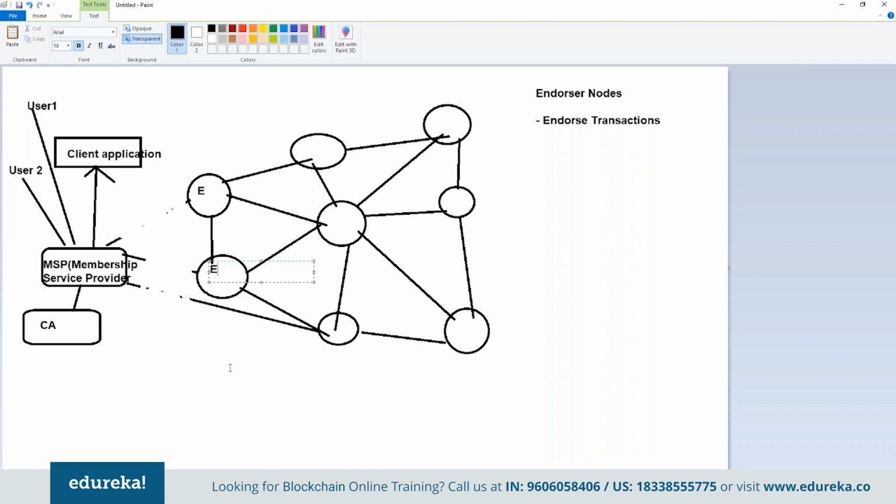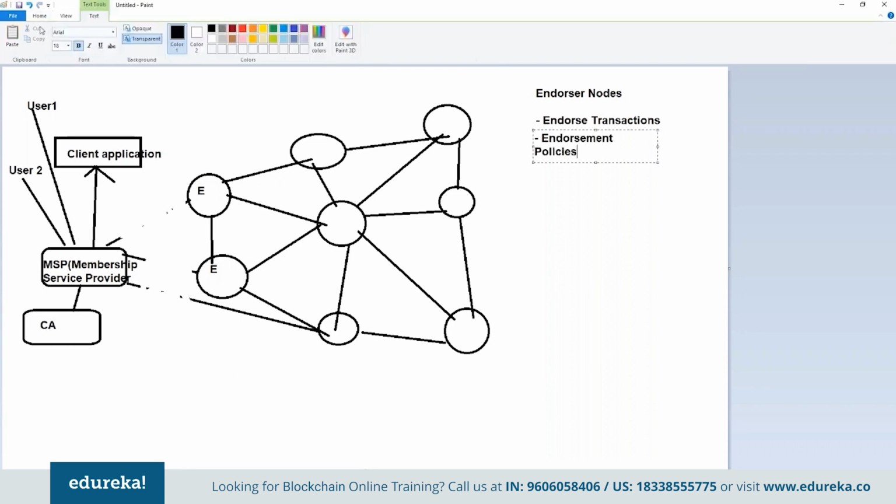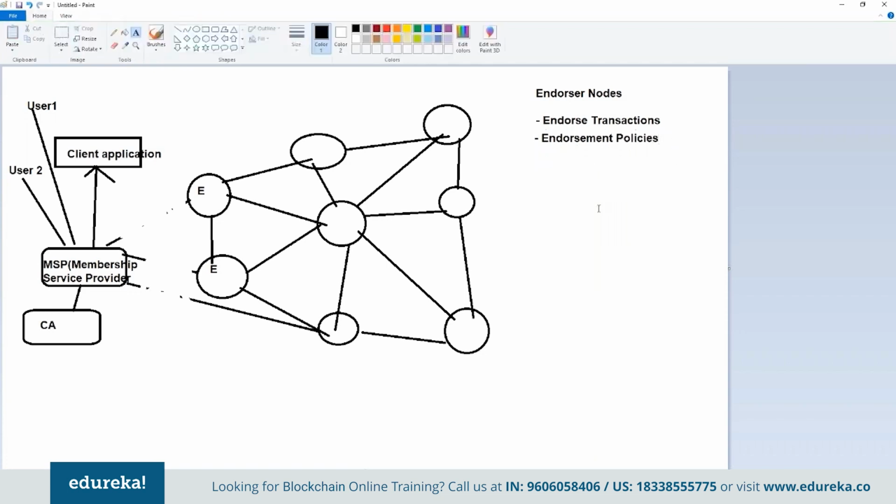Now, based on how many endorsers you have, you can have different kinds of endorsement policies. Now, what is an endorsement policy? Endorsement policy is how endorsers will endorse the transactions. For example, if there are two endorsers, I can have an endorsement policy that if even one of them is able to verify that the transaction is correct, I will mark that transaction as complete. I can have an endorsement policy that both of them need to sign this transaction as a valid transaction, then only I will accept this transaction as complete. So depending on what kind of endorsement policy you write, your transaction will be accepted or rejected.